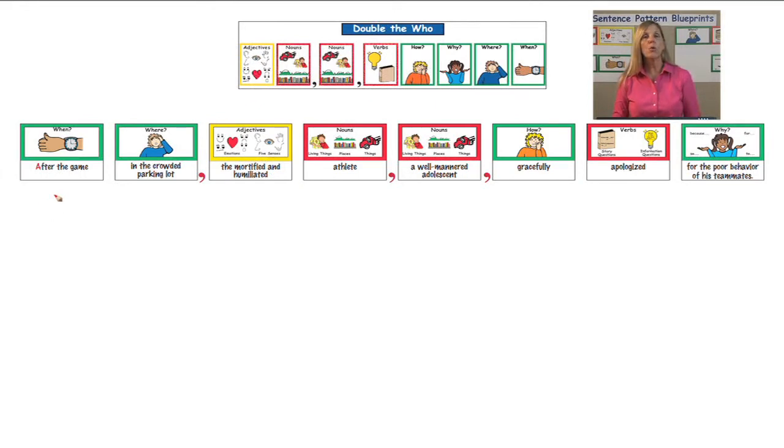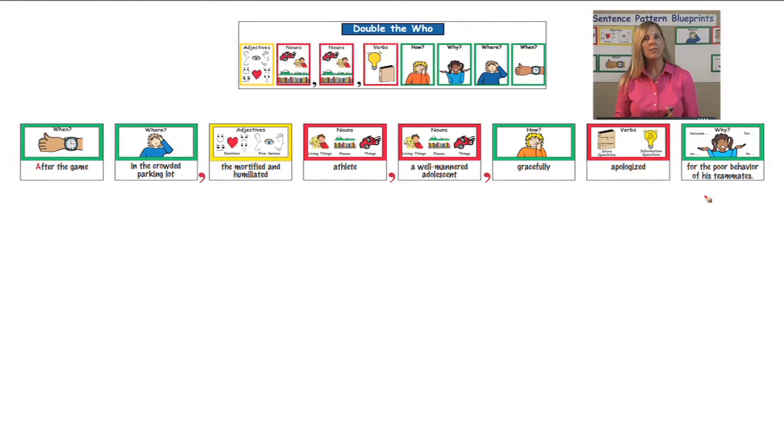Next, we're going to check for capitalization. Are there any proper nouns in this sentence that need to be capitalized? A little editing trick. Go through and read our sentence backwards so we can isolate each individual word to check to see if it's a proper noun. Teammates, is that a proper noun? Is that the name of something? No. The, of, behavior, poor, the, for, apologized. As we did that, we had no proper nouns, so we didn't have to capitalize any of the words.